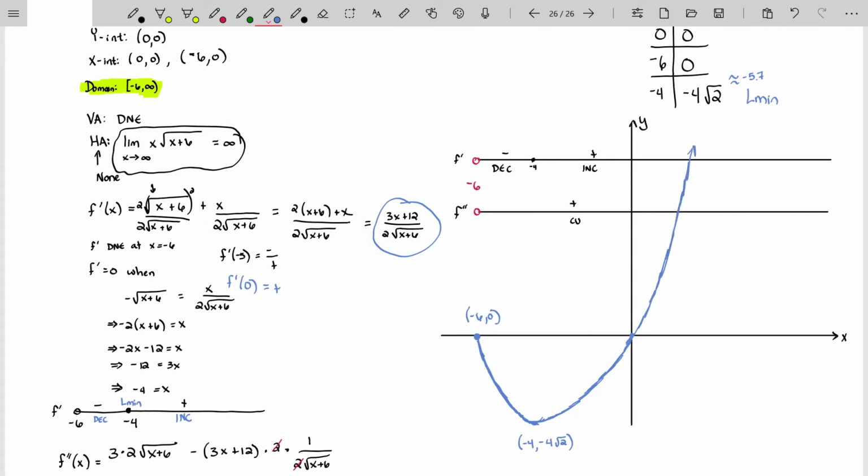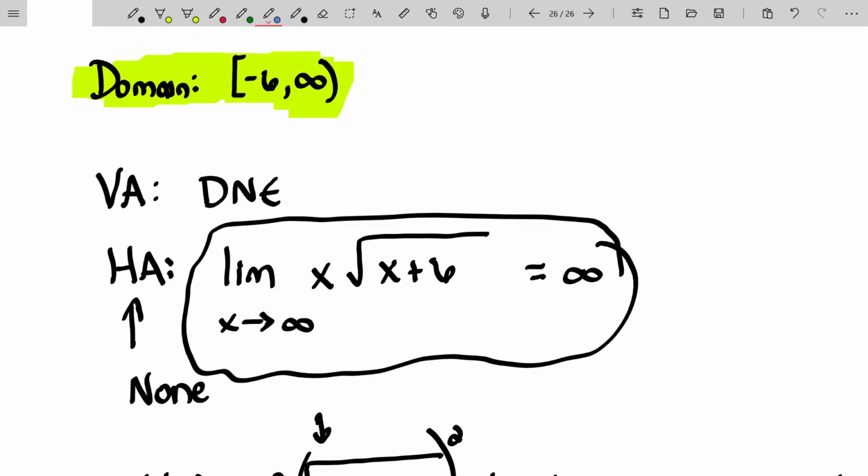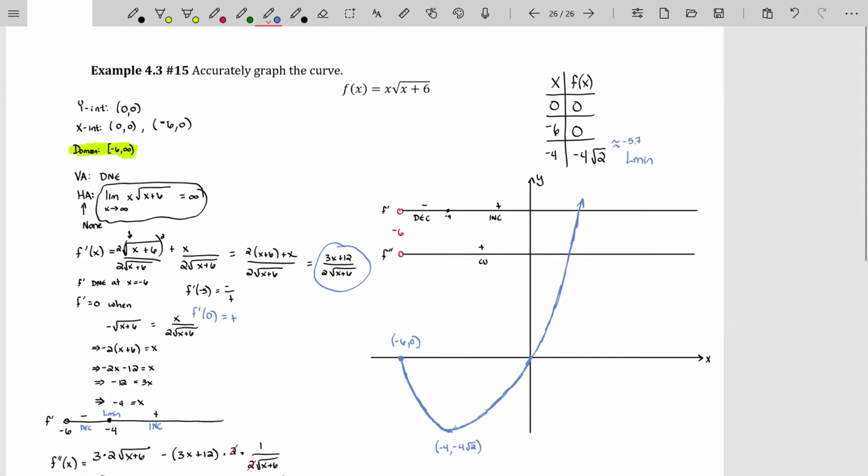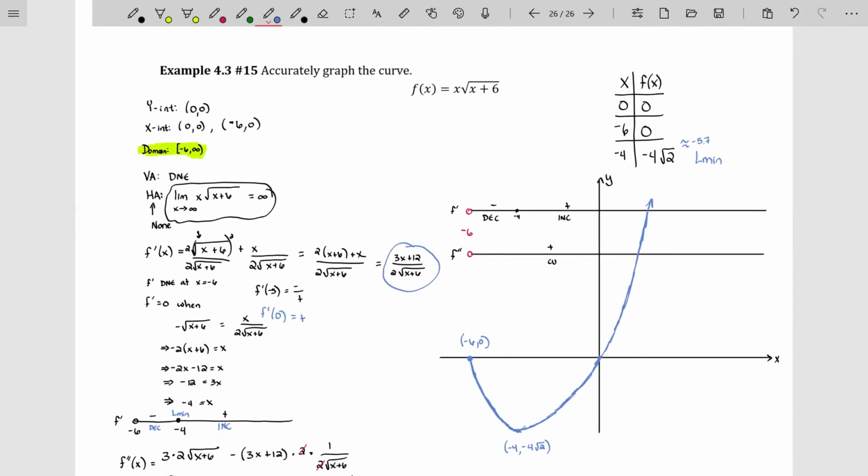And by the way, that should make sense because it matches our end behavior, that as x goes to infinity, the function's going to climb to infinity. And that's exactly what's happening. So this is the graph right here of our function x times the square root of x plus 6. A very accurate graph of that function. All right, that wraps it up for all the intermediate graphing videos.